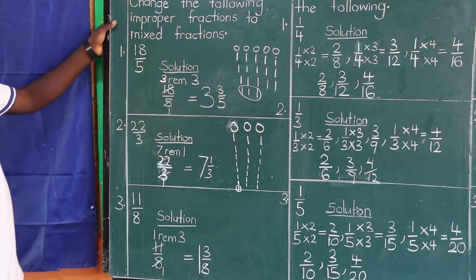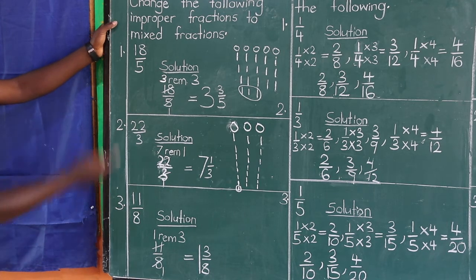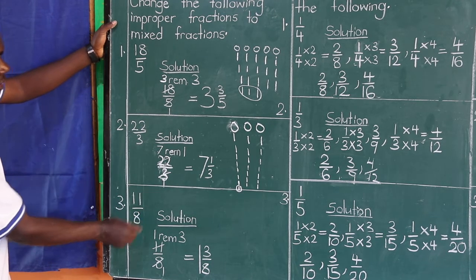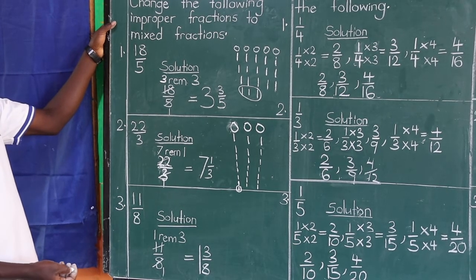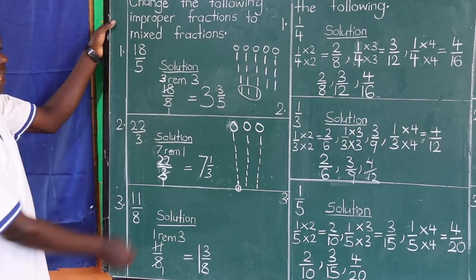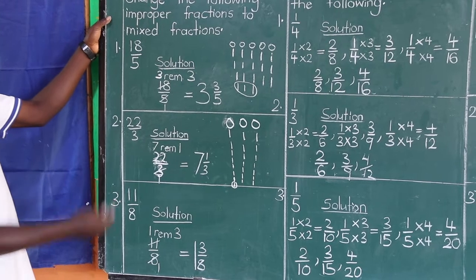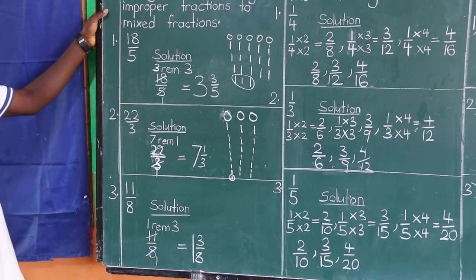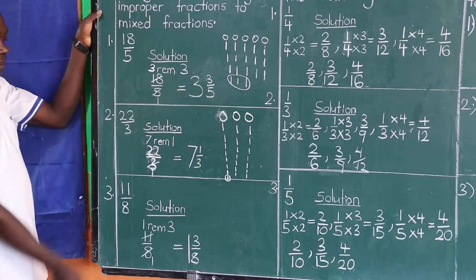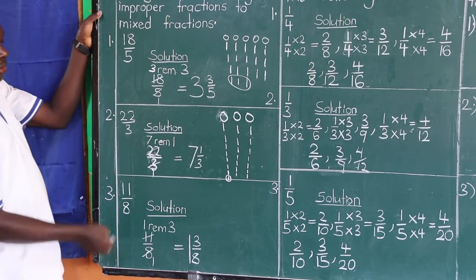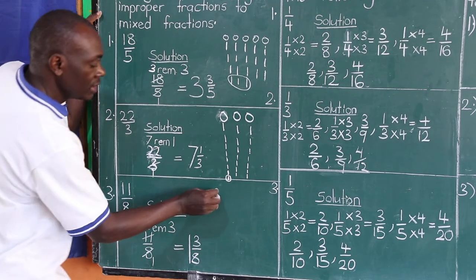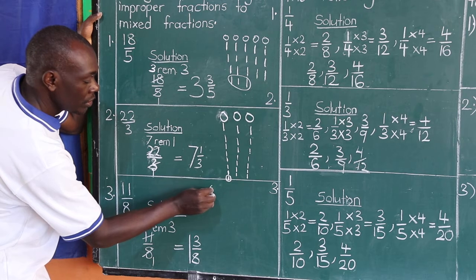Then example number 3 says change 11 out of 8 to a mixed fraction. This is improper, and we want one with a whole number and another fraction. Now, 11 out of 8 means 11 divided by 8. So I've got 8 people to whom we give the 11. So let the 8 heads be drawn.